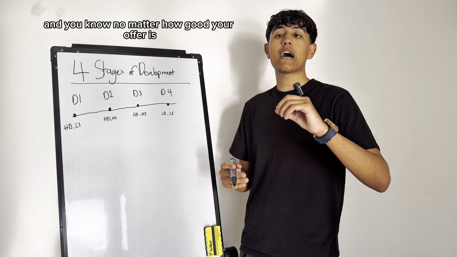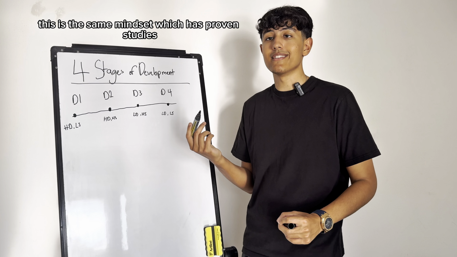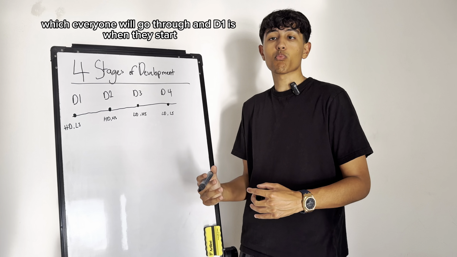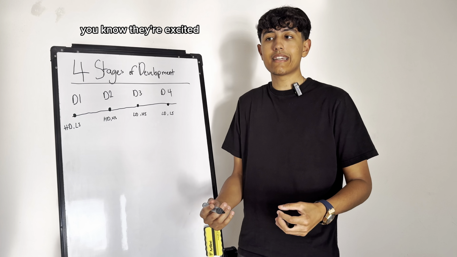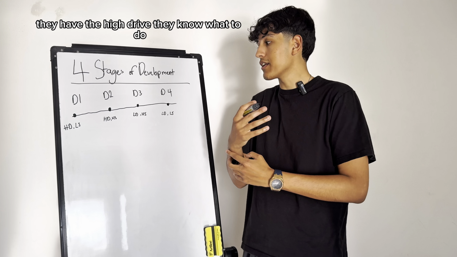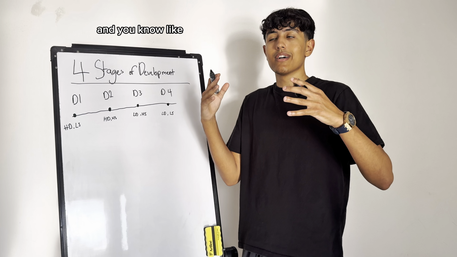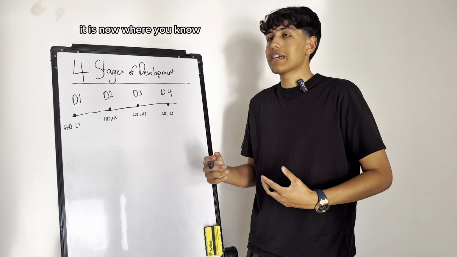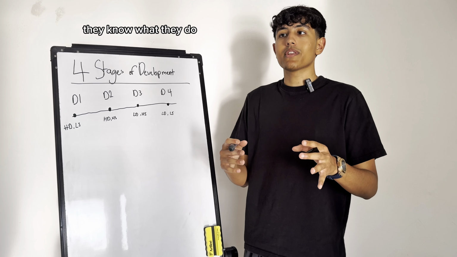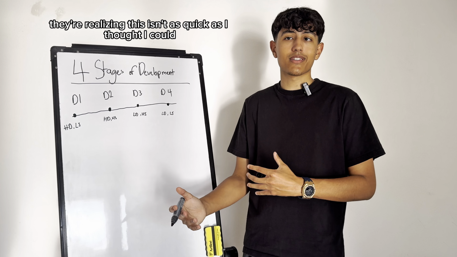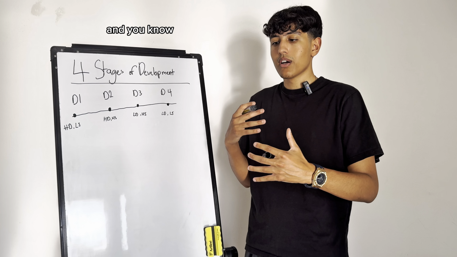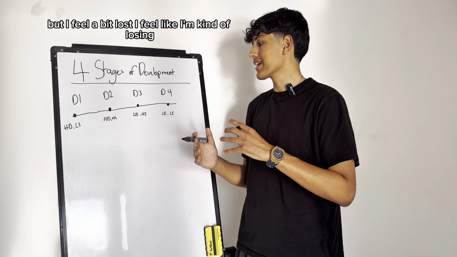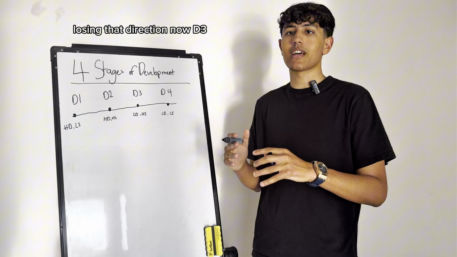No matter how good your offer is, this is the same mindset, which has proven studies, which everyone will go through. D1 is when they start: they're excited, they have the high drive, they don't know what to do, but they're there and eager. D2 is where they know what they're doing, they're realizing this isn't as quick as I thought, and I want to start getting my momentum going, but I feel a bit lost. I feel like I'm kind of losing that direction.